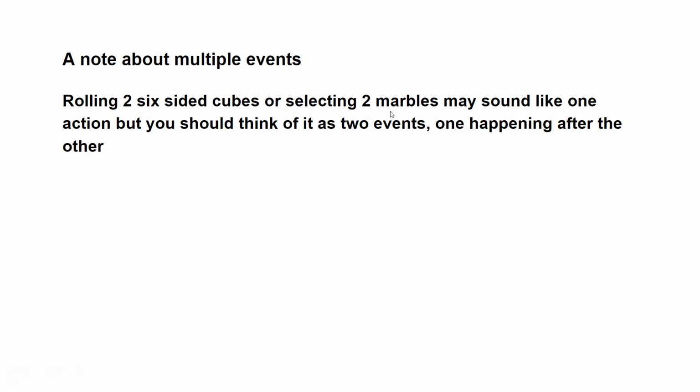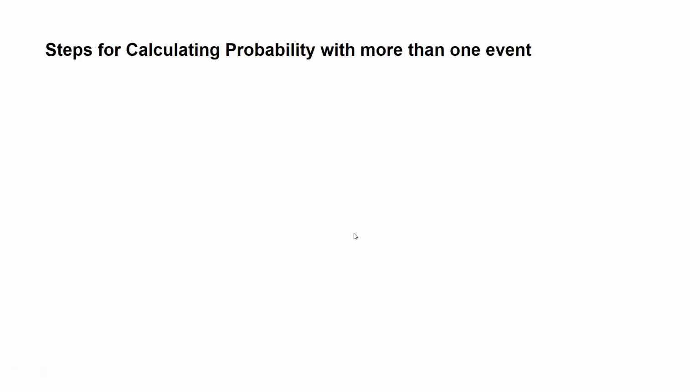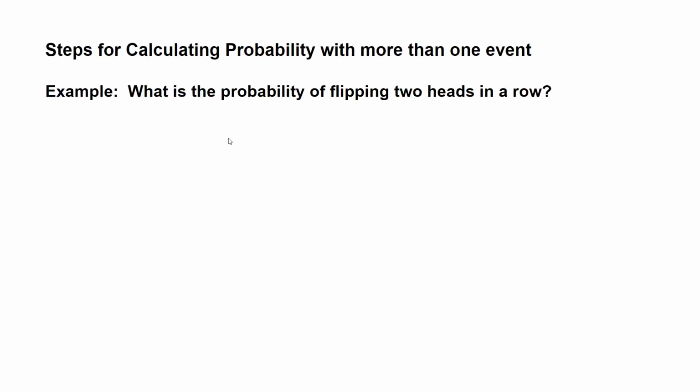With the marbles, the same thing. We're going to pick one, and then we're going to pick the second one, even though it says selecting two marbles. So, as I said before, roll the first cube, then roll the second. Those are the two events. Pick one marble and then select another. Two events. Steps for calculating the probability with more than one event. I've already talked about this, but we're going to go through this step by step now with an example.